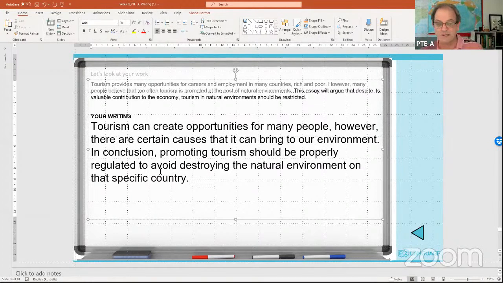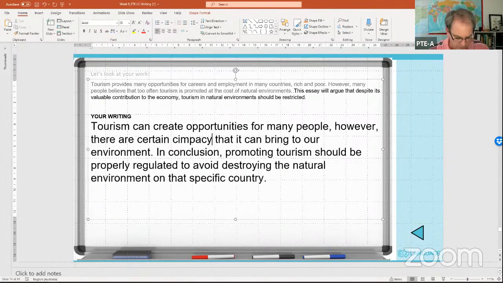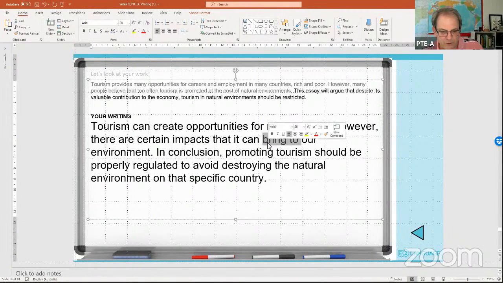Well done. Really nice structure. Just a couple of quick tweaks. Tourism can create opportunities for many people. However, there are certain causes, now, causes isn't quite right. So certain impacts, some negative tone as well, that it can. Now, bring to is good. I'm just going to change it to have on our environment. In conclusion, promoting tourism, you could say, in my opinion, or in conclusion, promoting tourism should be properly regulated to avoid destroying the natural environment.